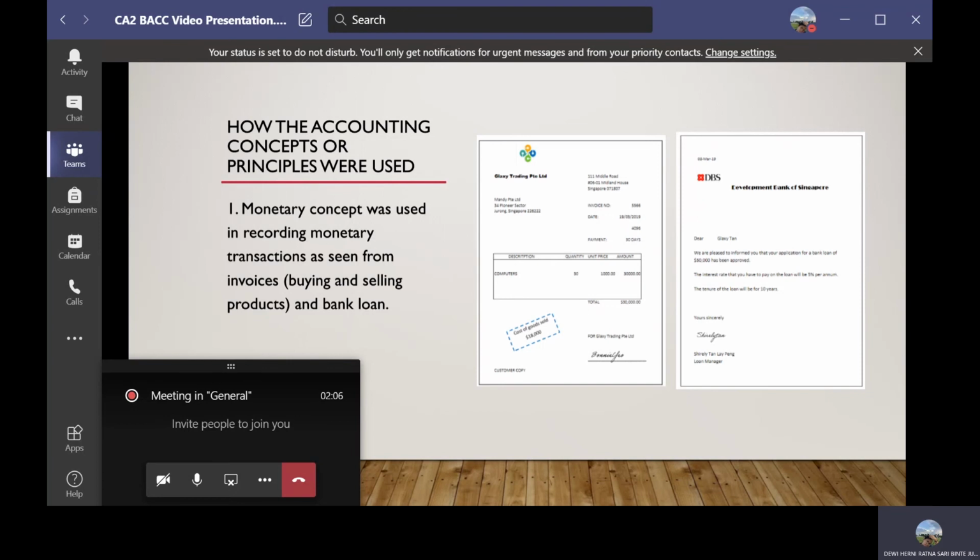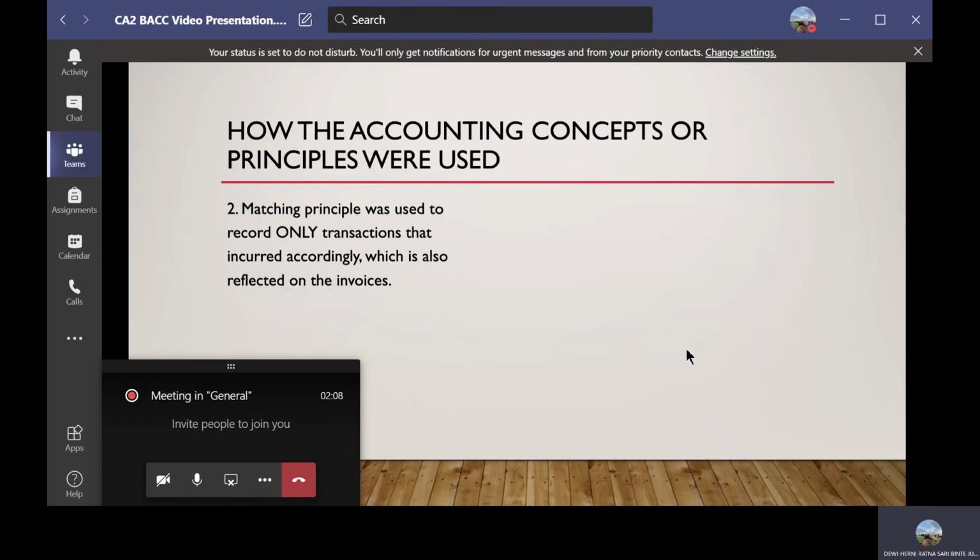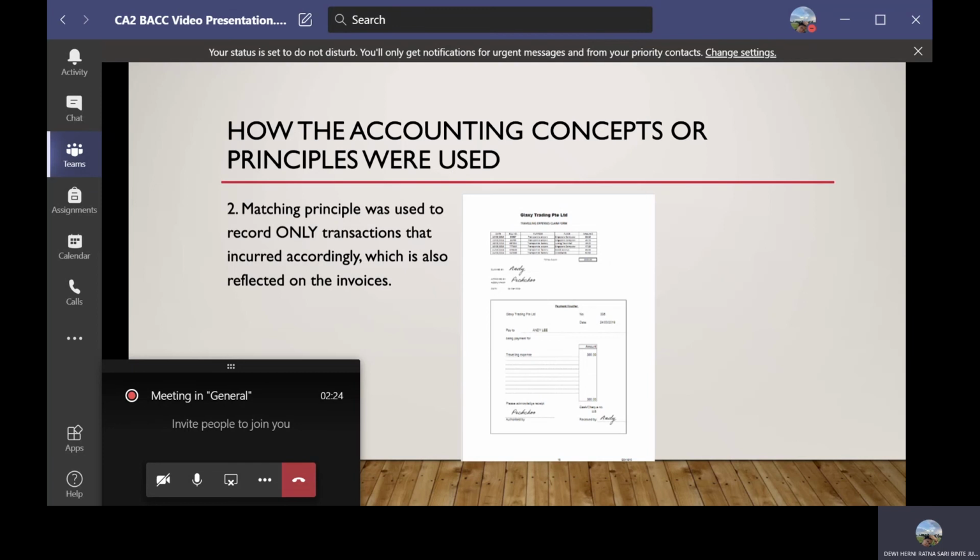Moving on to the next principle. As for the matching principle, expenses made that are recognized by the company will be recorded against income. For example, as can be seen here, Galaxy Trading has recorded the travel expenses claimed by the employees for the month of March. This is the invoice, and then this will be in their journal.